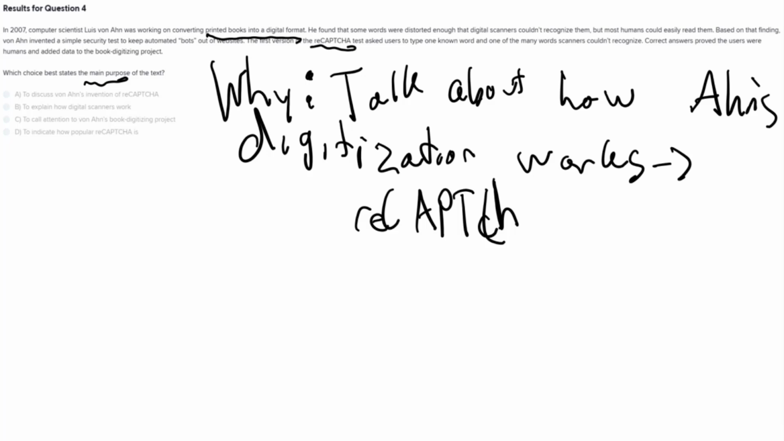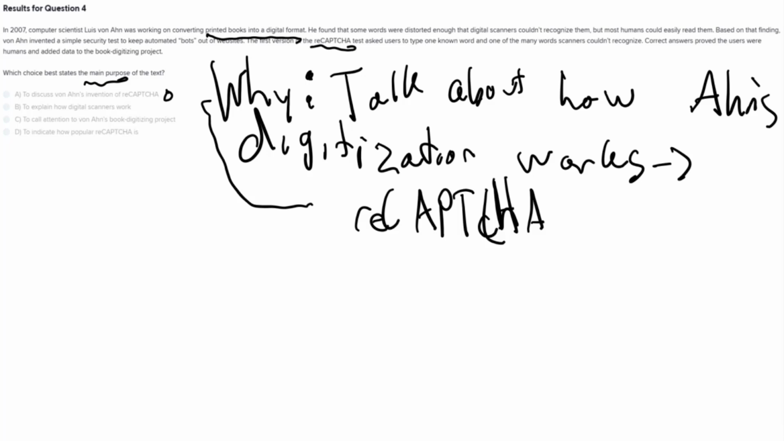Based on this, we can look at the answers and see which one goes most closely to this idea of our why. Is it to discuss von Ahn's invention of reCAPTCHA? I like that because it does talk about his invention of reCAPTCHA, and it discusses this whole idea. So this is a very possible explanation.